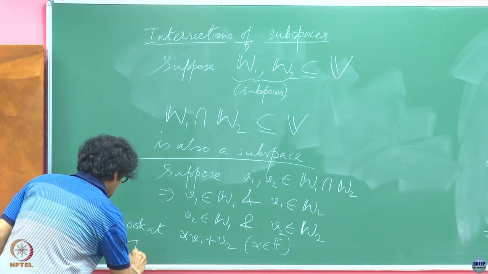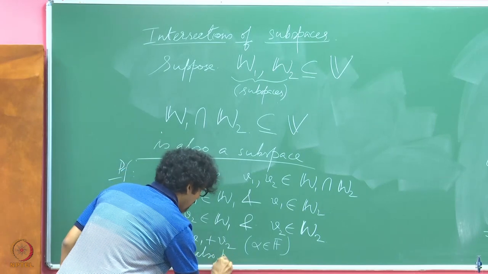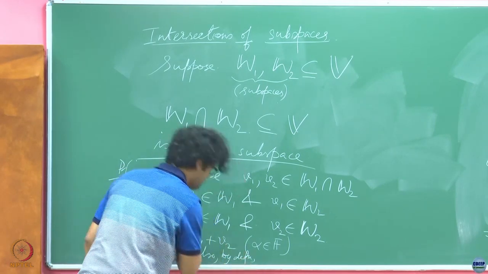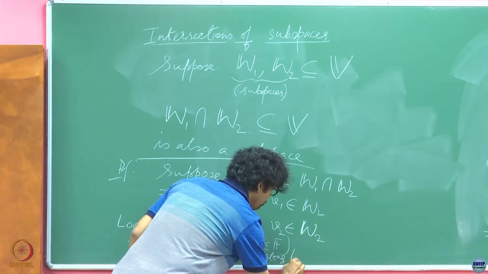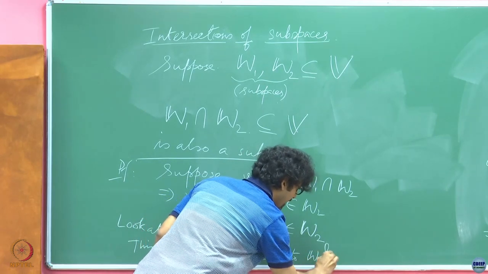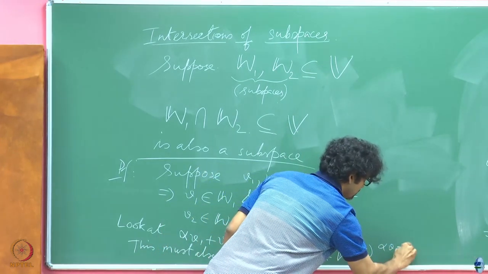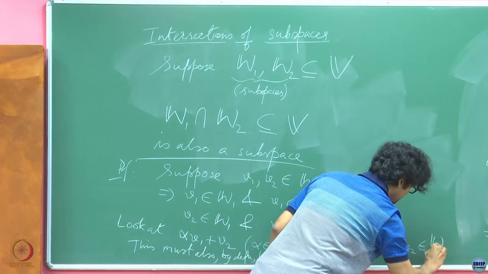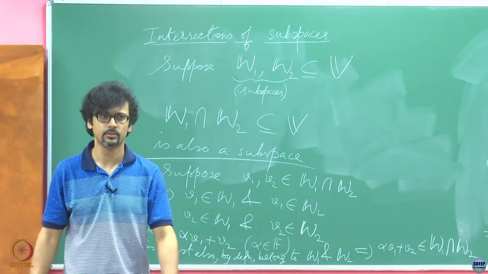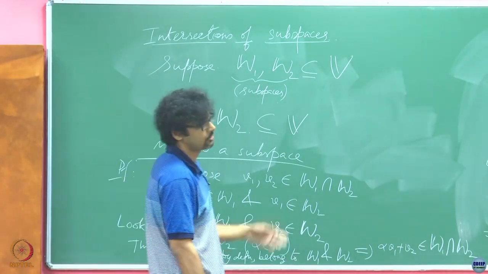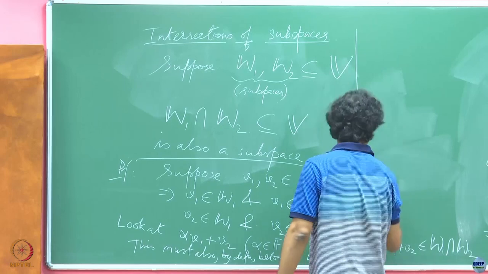This must also, by definition of subspaces, so I'm not even writing that, belong to W1 and W2, implying that alpha V1 plus V2 also belongs to W1 intersection W2, which is all I needed to show. So therefore, intersections of subspaces are also subspaces. In fact, we can extend this further and make a claim. I leave that to you as an exercise to try.